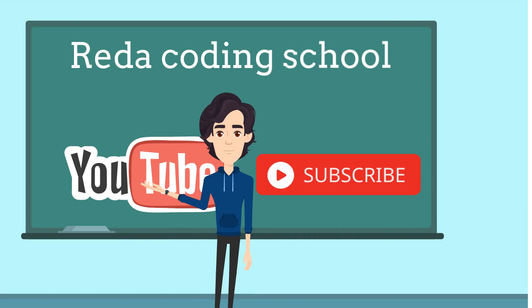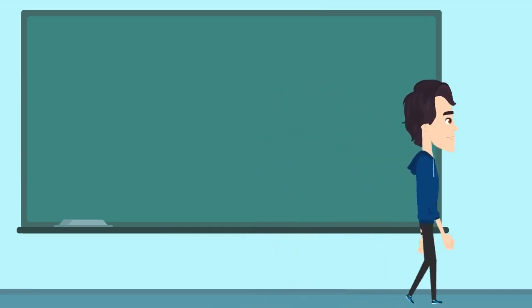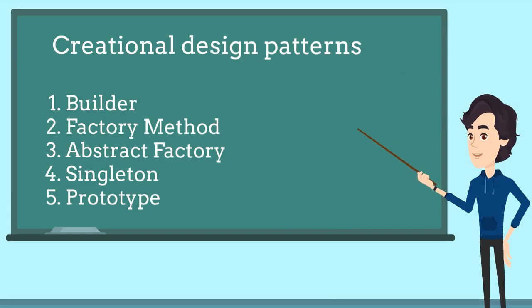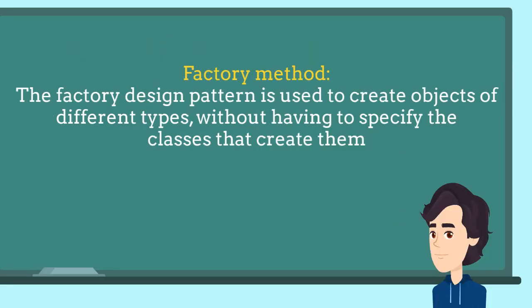Before we start, I want to show you what you will learn in today's video. In this video, we will understand and see an example in Python of the factory method design pattern. I will use Python 3.8. So, let us start. The factory design pattern is used to create objects of different types, without having to specify the classes that create them.